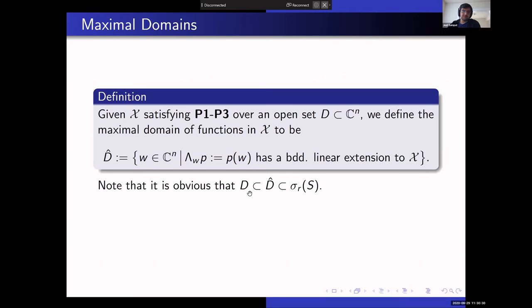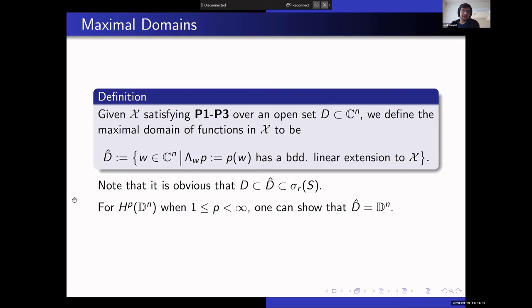So first things first, it's obvious that D is a subset of D hat because all point evaluations on D are bounded. So naturally D has to be a subset of D hat. And by the previous theorem, I just showed that D hat has to be a subset of the right Harte spectrum. I mean, it's not exactly obvious, but it's the same argument as proving B is a point in the right Harte spectrum. So that means that this maximal domain is contained around my domain, and it's not too big.